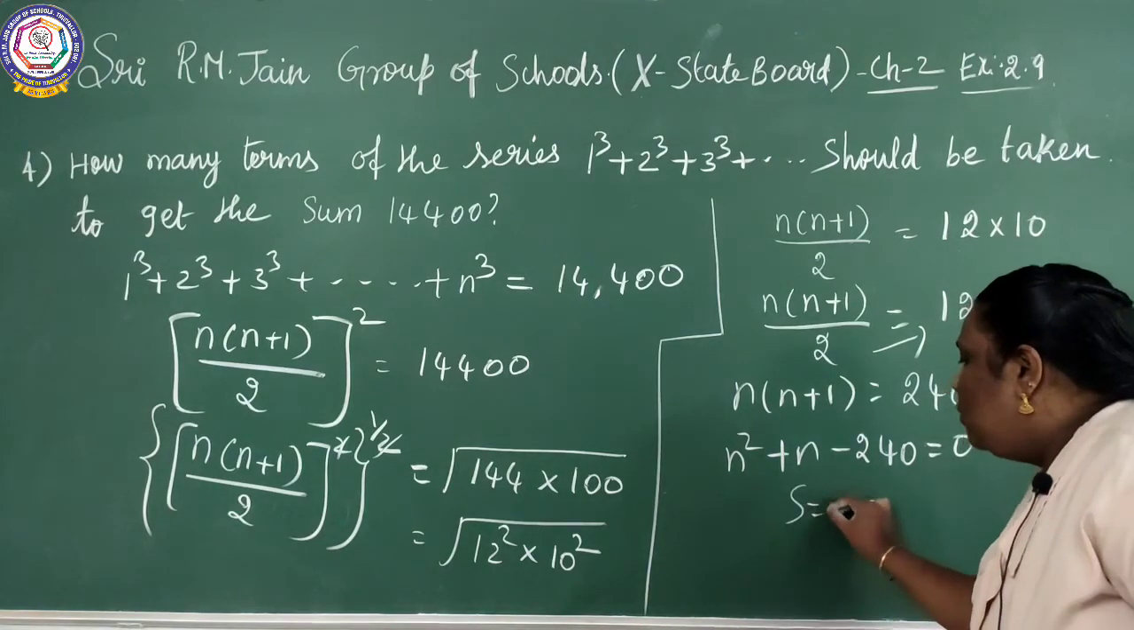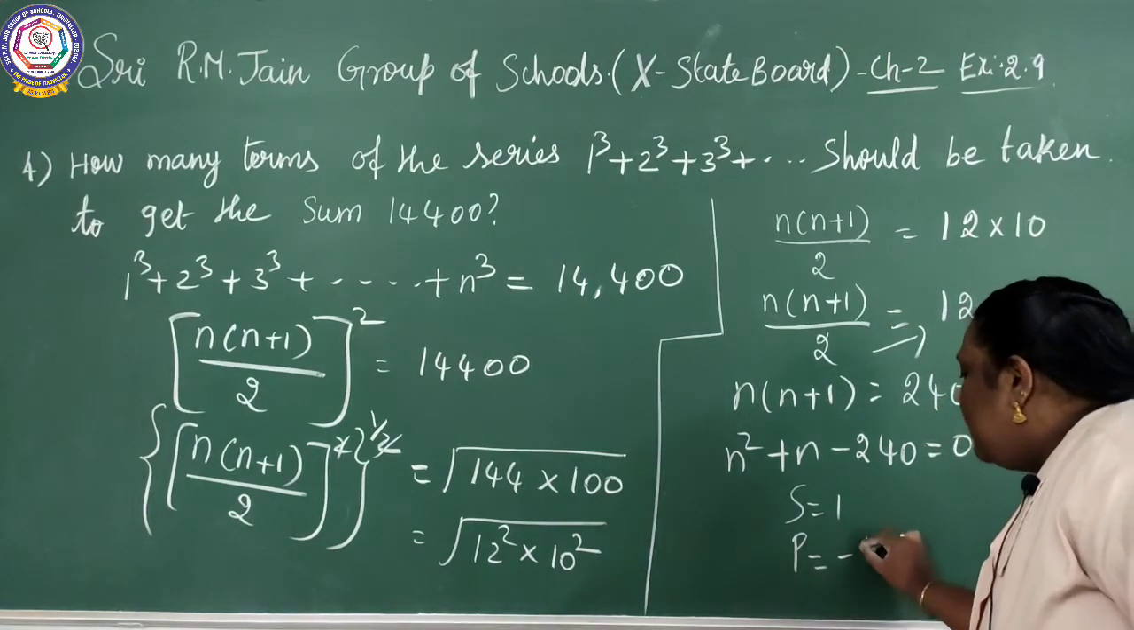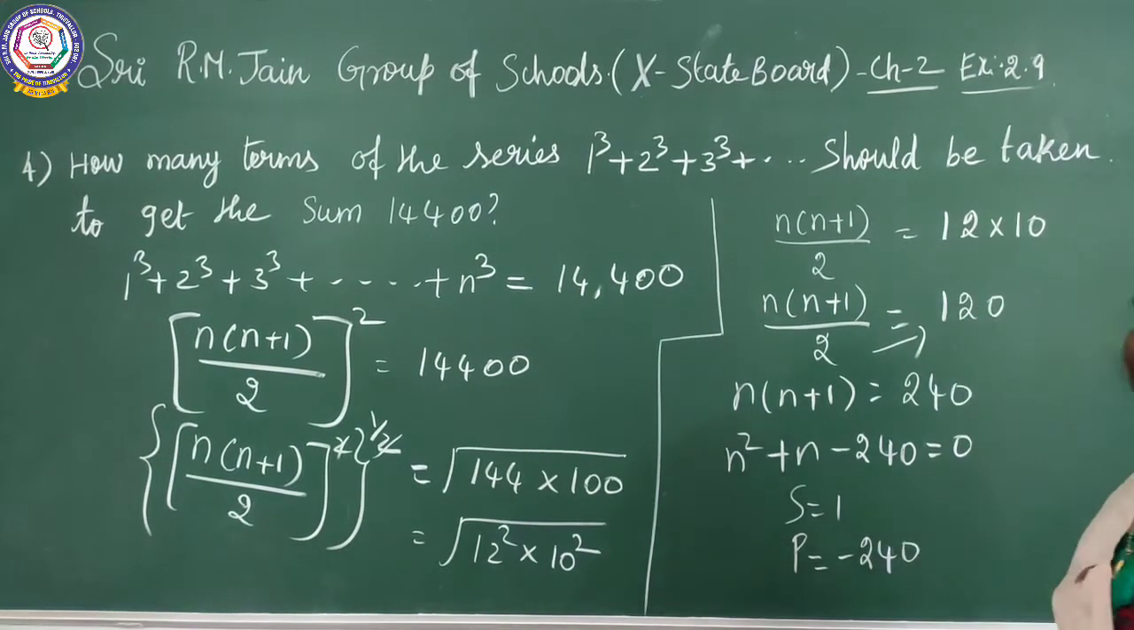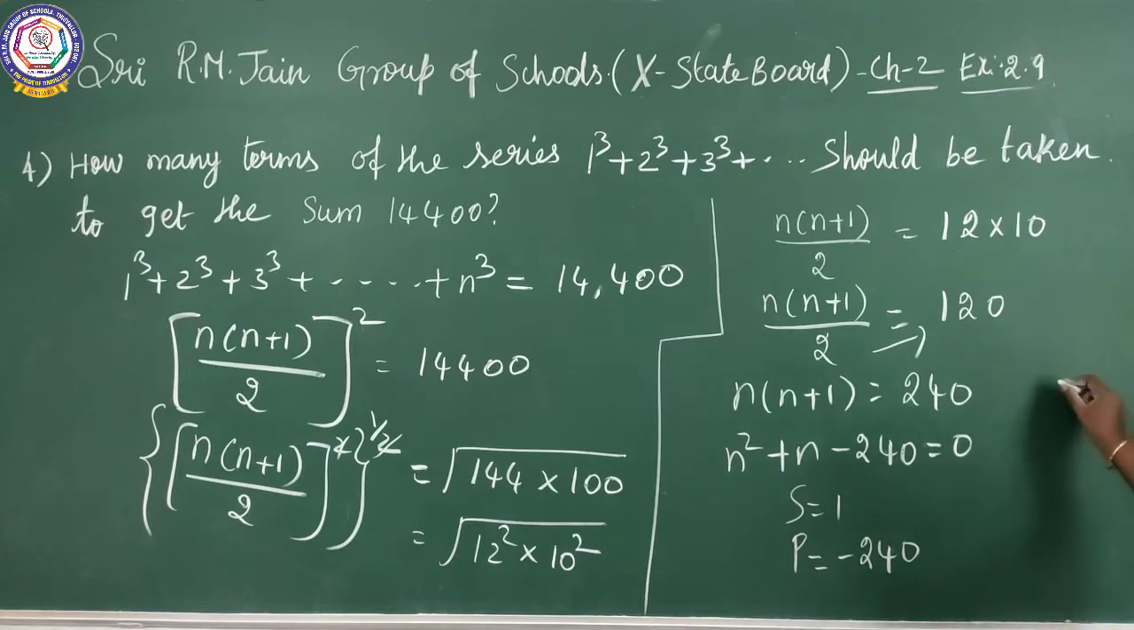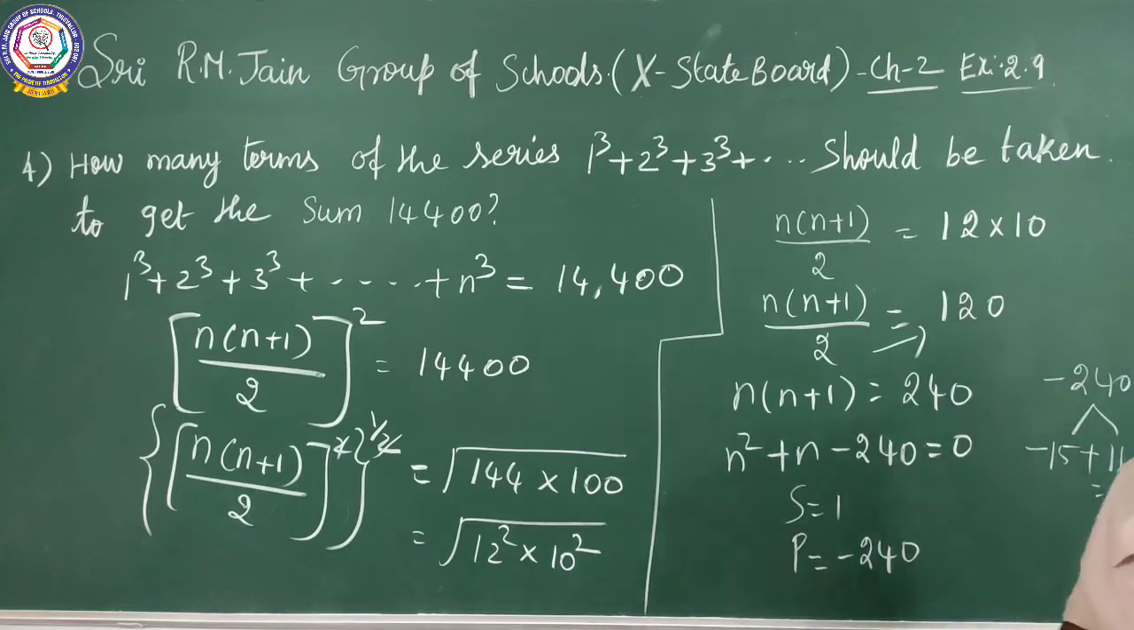Sum equals 1, product equals minus 240. 15 and 16, sir. But the sum is positive, so you can put minus 15. Minus 15 plus 16 equals 1, and minus 15 into 16 equals minus 240.